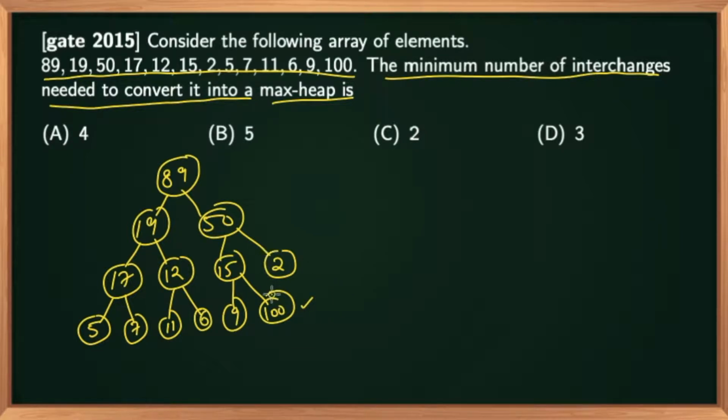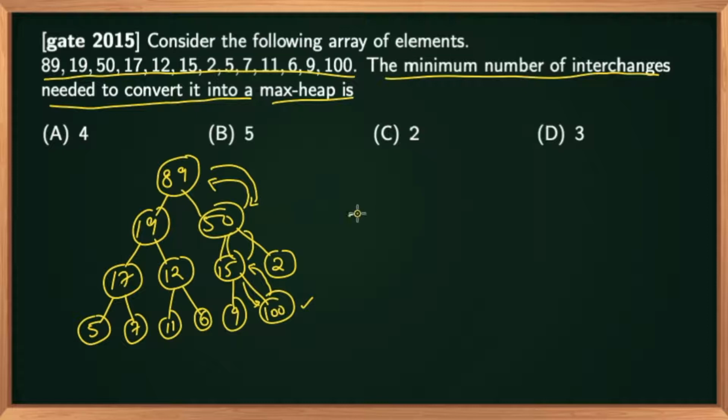So basically we have to move this 100 to here, 15 to here, that is one swap. Then we had to move that 100 to here and 50 to here, that is 2 swaps. Then we had to move the 100 to here and 89 to here, right?